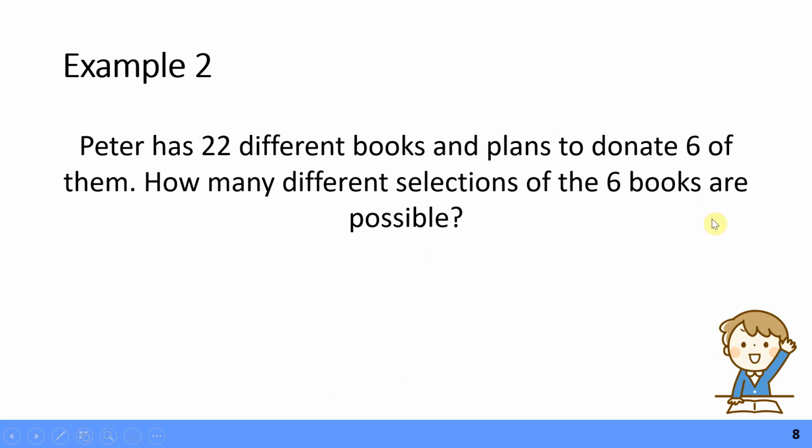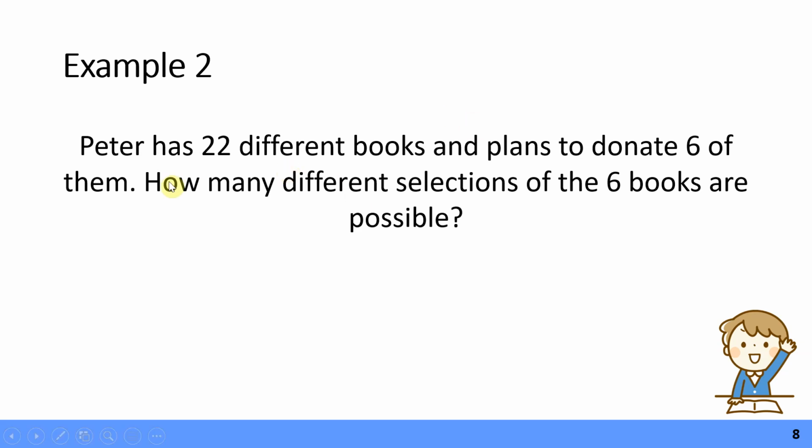All right, here's where it starts getting interesting. On your online homework and on your online quiz, even on your test, we're not going to tell you, hey, for this one, use a combination or use a permutation. You are going to have to infer and know which one to use and when. So let me go ahead and read this problem.